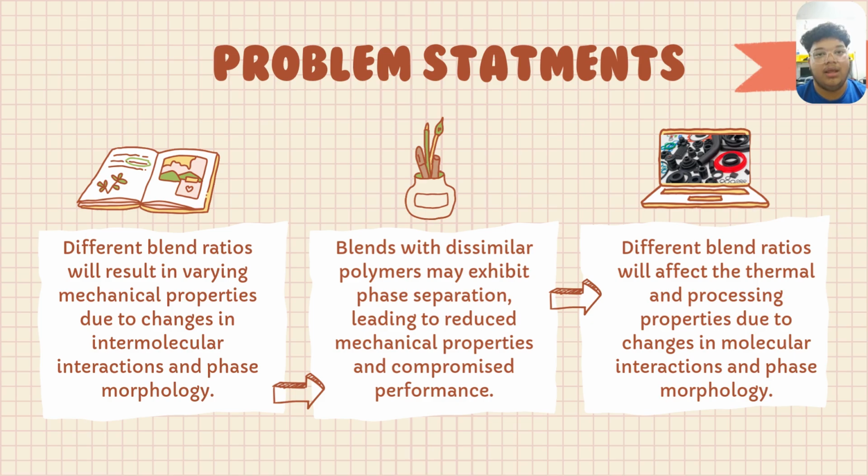Challenge 3. Thermal and processing properties. The ratio of polymers also affects thermal and processing properties. Variation in molecular interaction and phase morphology during processing can alter melting point, viscosity and crystallization behavior. This becomes a significant factor during manufacturing, as controlling these properties is essential for achieving optimal material consistency and quality.